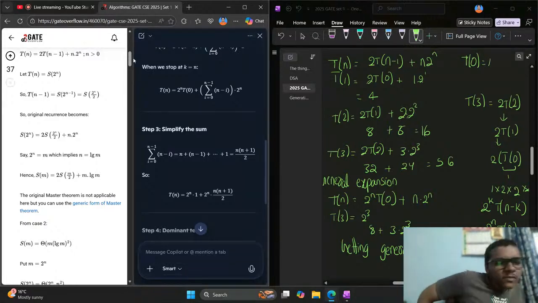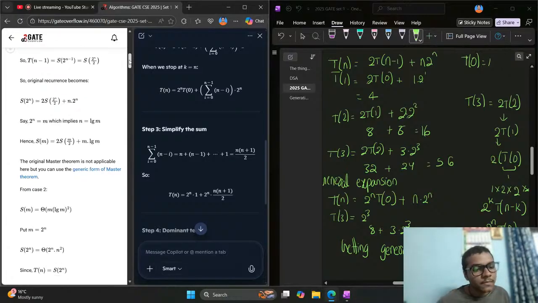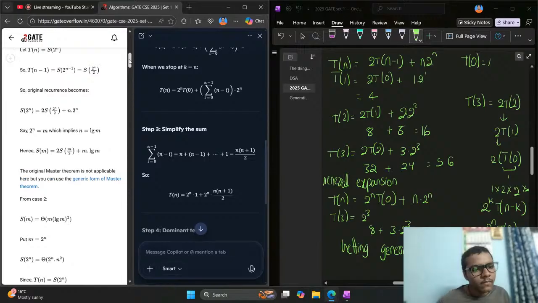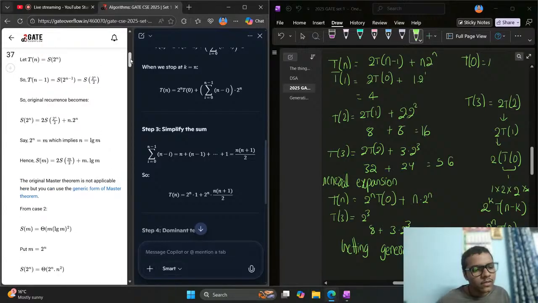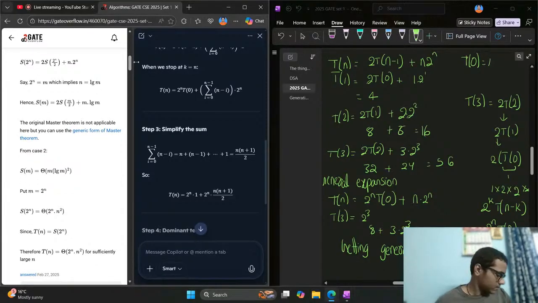2 power n is equal to m, which implies n is equal to log m. The original master theorem is not applicable. S of m.